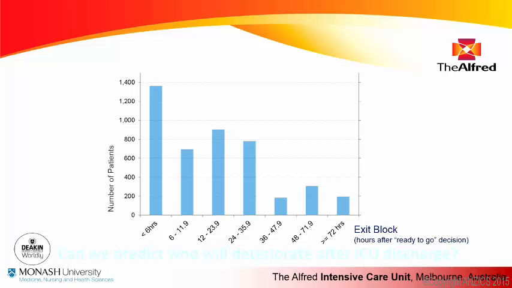Prediction tools such as this allow us to investigate other ICU practices. This shows exit block, which is the time between decision to discharge and actually leaving the ICU. When we plot the risk of deterioration against this, there appears to be a protective effect by staying in ICU longer, and adjusted odds ratios are plotted on the same graph.